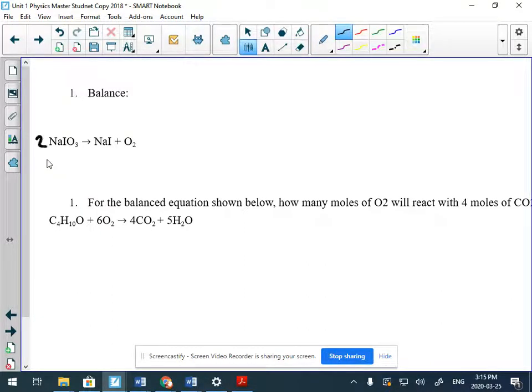So if I put a 2 there, 2 times 3 is 6. And if I put a 3 there, 3 times 2 is 6. Yay! But now that makes us have too many sodiums and iodines. But if I put a 2, I'm balanced.